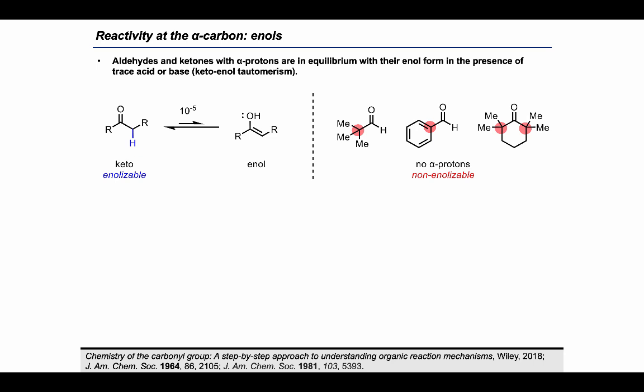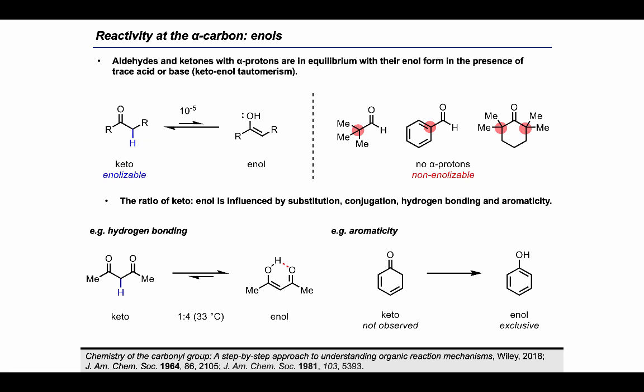In cases where there are no alpha protons present, the enol cannot be generated, and these carbonyl species are said to be non-enolizable. The keto-enol equilibrium generally favours the keto form, typically by a factor of around 10 to the 5 or more for aliphatic ketones. This is mainly due to the difference in bond strengths between the carbon-oxygen and carbon-carbon double bonds. However, as with other equilibrium reactions, the keto-enol ratio is also influenced by factors such as substitution, conjugation, hydrogen bonding, and aromaticity.